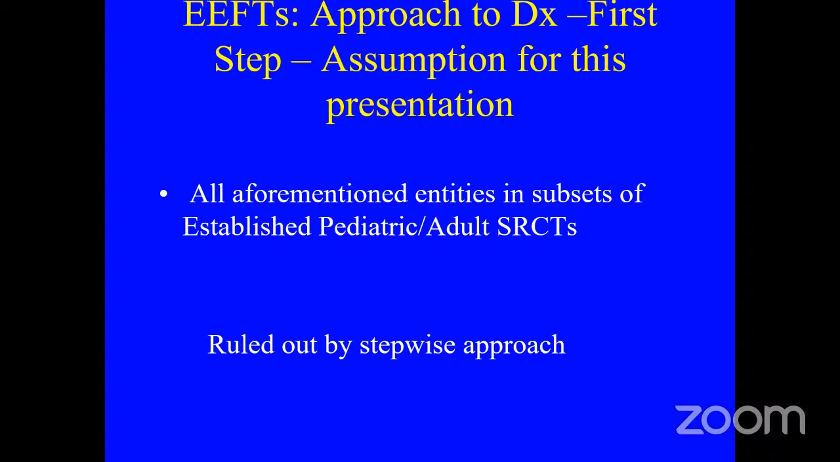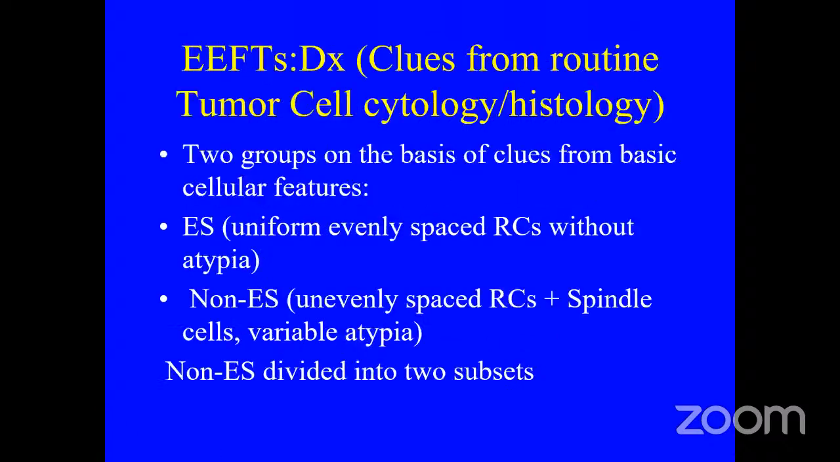But as I have said in my first presentation, we have started these presentations with the assumption that all these aforementioned entities in the subsets of established pediatric and adult SRCTs have already been ruled out by a similar stepwise approach, and now we are left with differential diagnosis of EEFTs. So on the basis of histology, I told you last time that we have divided these EEFTs into two groups. The first group consists of just one tumor, that is Ewing sarcoma, and the second group is non-Ewing sarcoma.